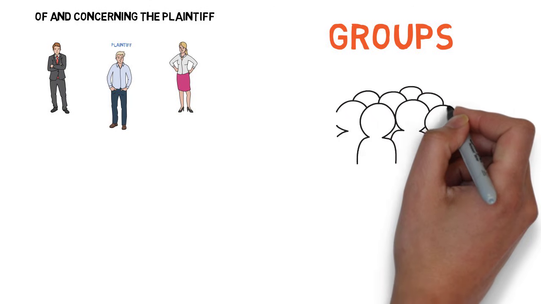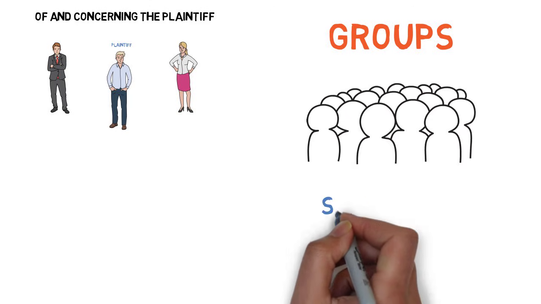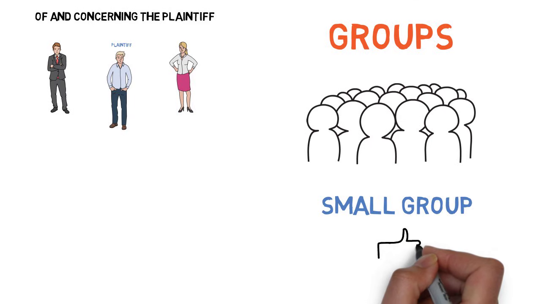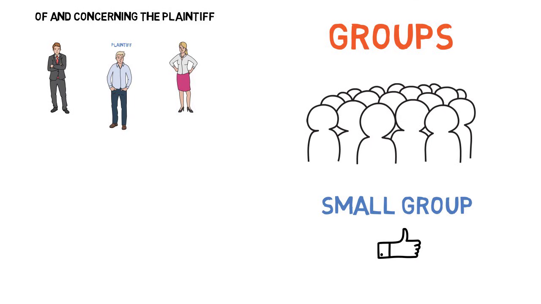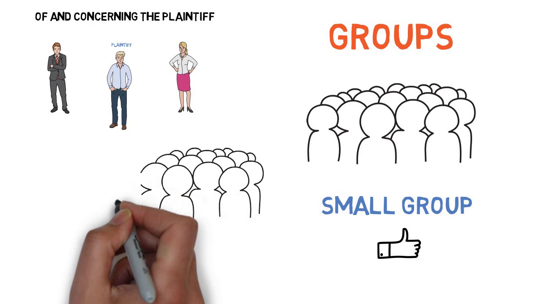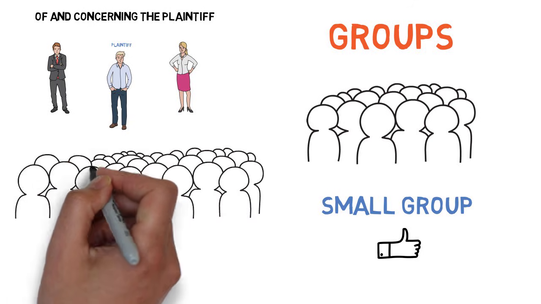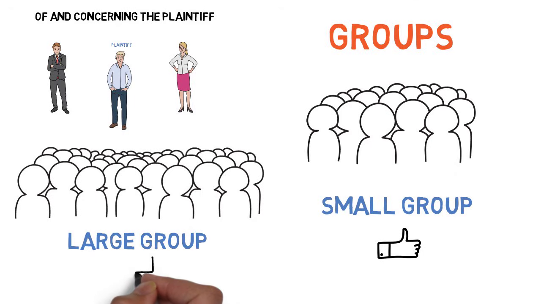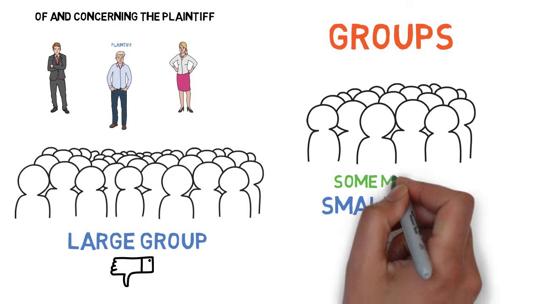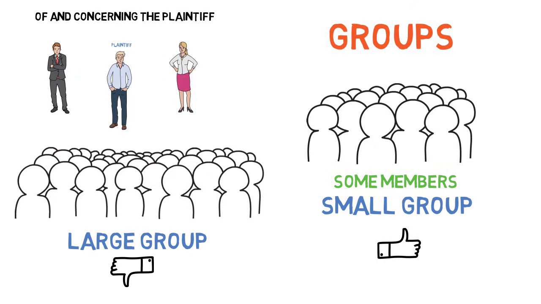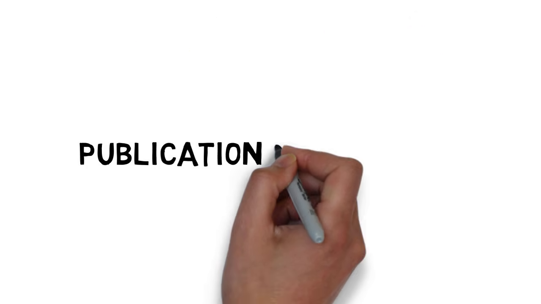So a group can bring a lawsuit for defamation if a defamatory statement refers to all members of a small group. A good number to keep in mind is about 15 people or so. If the statement is about a large group, then no member can really prove that the statement is of and concerning them. And finally, if the statement is about some members of a small group, well, then the person bringing the defamation claim may be able to show that a reasonable person could view the statement as pertaining to the plaintiff. Next, we come to publication.